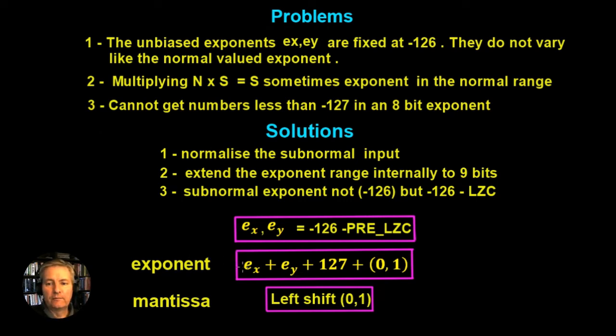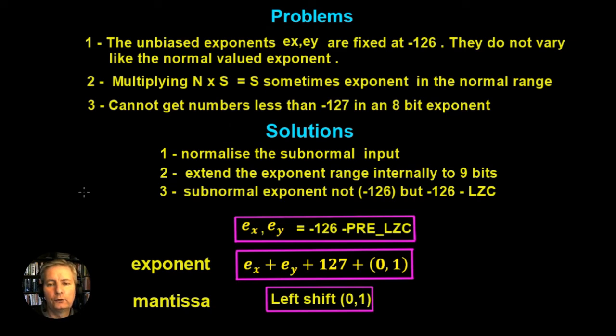So the exponent would then be given by EX plus EY plus 127 plus the 0 or the 1. And also the mantissa would be a left shift of either 0 or 1. Now these two here are exactly the same as the normal times the normal giving a normal result. So by changing the subnormal number into a normal number, we can use exactly the same setup we had with the normal times the normal giving a normal result. The only proviso is that the subnormal exponent has to change, and it changes as minus 126 minus the pre-leading zero count. So I do suggest that you go ahead and open up the tool and put a few numbers in yourself and try a few examples and follow through the same route that I did in the examples in this video.